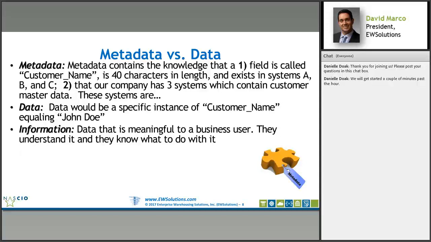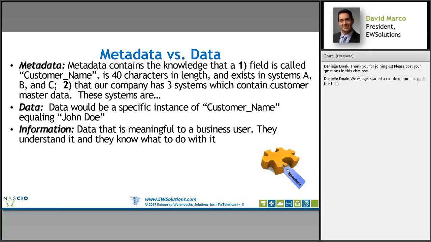It exists in systems A, B, and C. Maybe that organization has 3 systems which contain customer master data. All that is metadata. Anytime you're saying, hey, this system has our customer record, our universal global customer record, that's metadata. Data would be a specific instance of customer name, let's say equaling John Doe. So metadata is all this knowledge, all this stuff around the data, the who, what, when, where, how, and why. And the data is the specific instances.